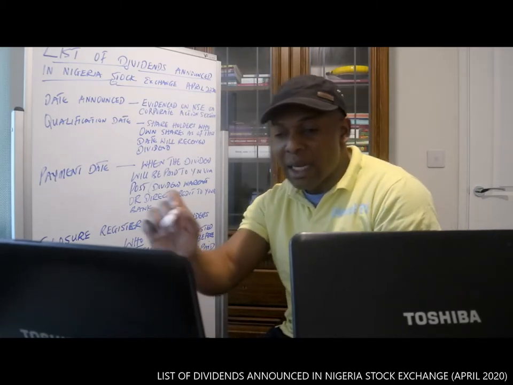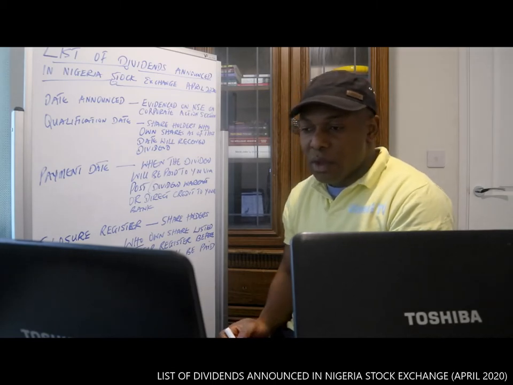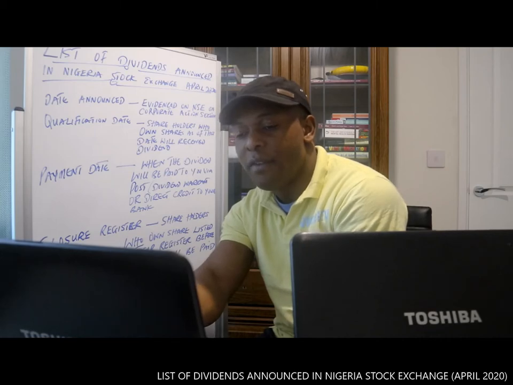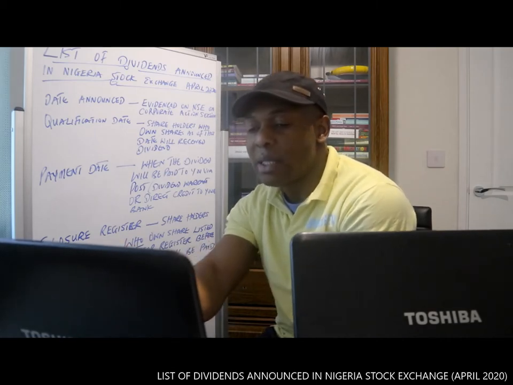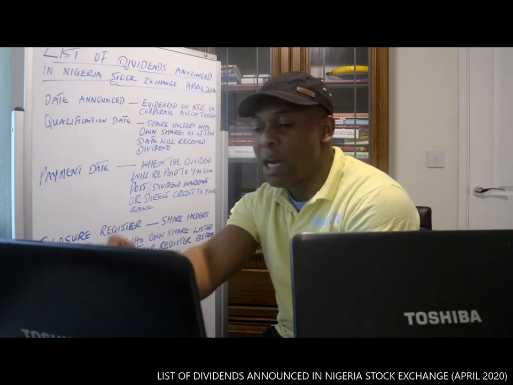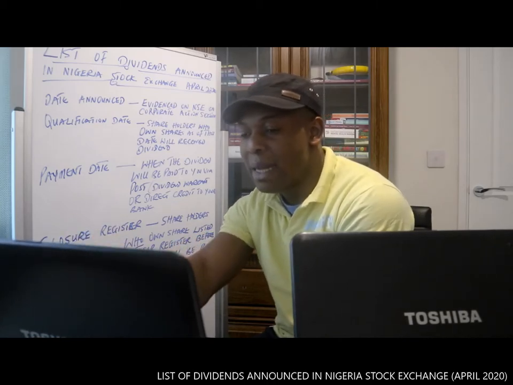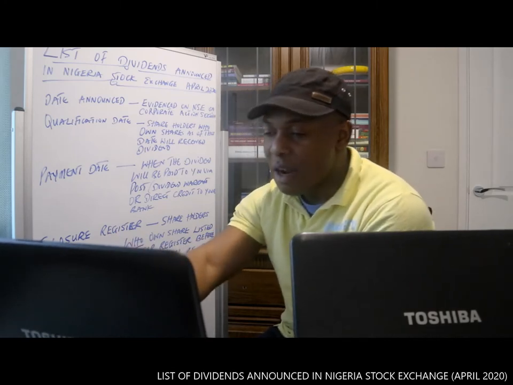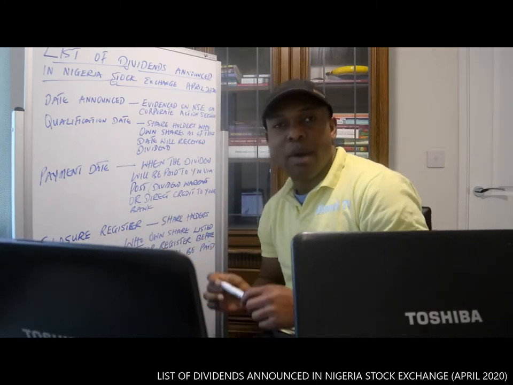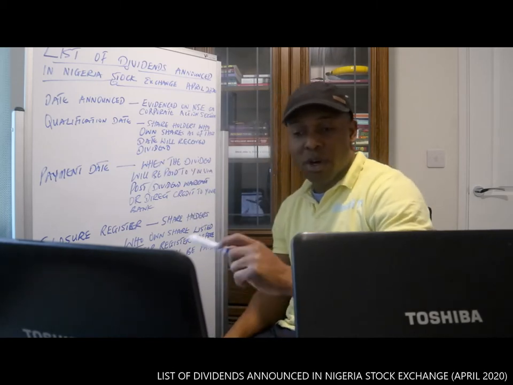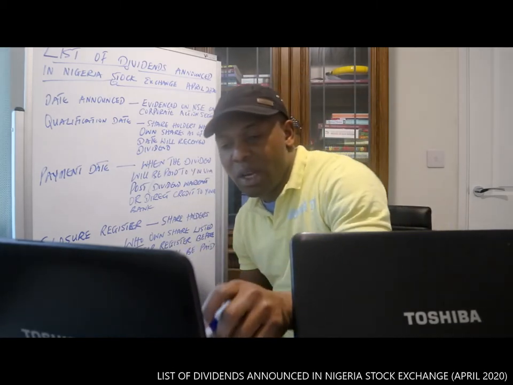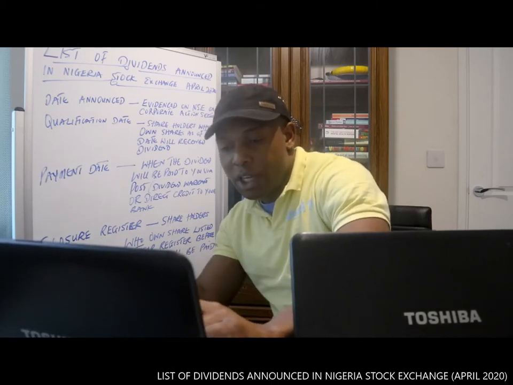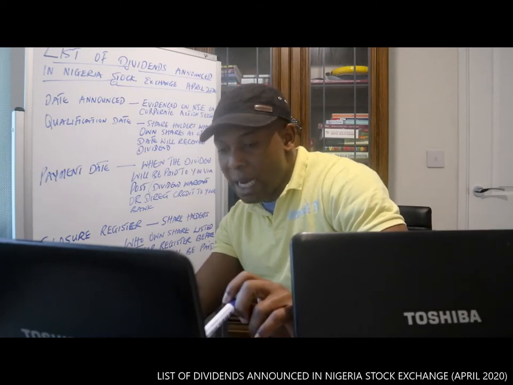Now, African Prudential declared 70 kobo. Okay? African Prudential declared this on 25th February. Closure of register is 9th to 13th March. Annual general meeting 23rd March. Payment date 23rd March. And qualification date 9th March. This African Prudential, their dividend payment is still outstanding due to COVID. I'm sure, because I know what I'm talking about in terms of their payment for African Prudential. Okay, so guys, this is how to do it.